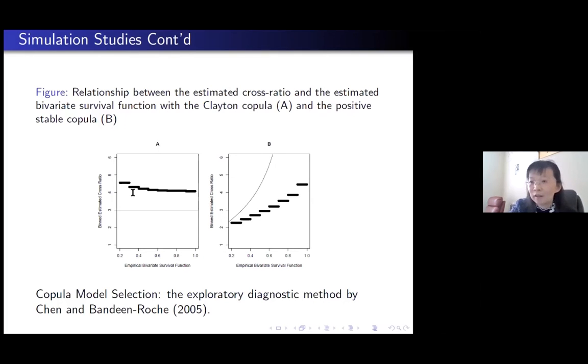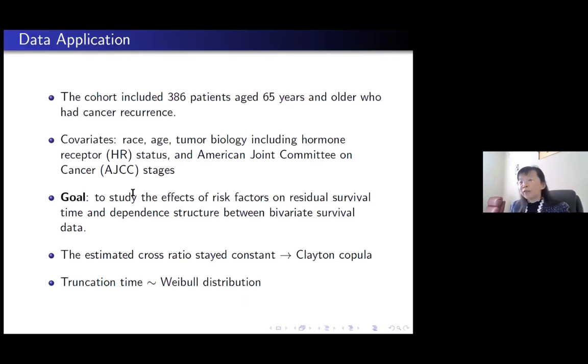So now let's go back to the aforementioned breast cancer recurrence data. Here I just highlight the main messages from our data analysis. The two Cox proportional hazards models were assumed for the two gap times respectively. The exploratory plot suggests that the estimated cross ratio stayed constant over time. We then assume a Clayton copula model for the dependence structure. The Weibull distribution was used for the truncation time distribution.